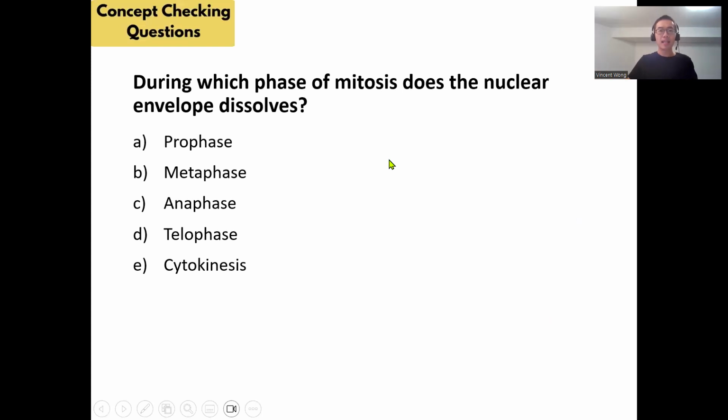During which phase of mitosis does the nuclear envelope dissolve? The answer is prophase. That's when you need to take away the nuclear envelope so the chromosomes can come out and move around.